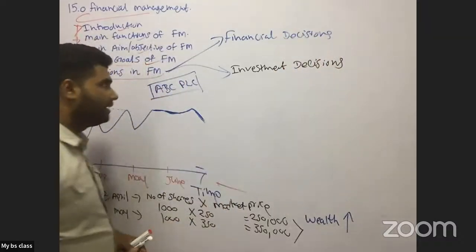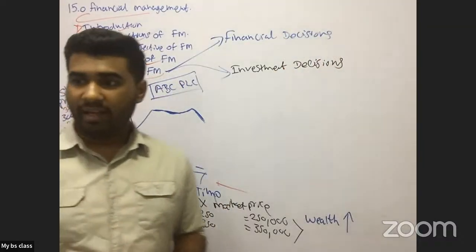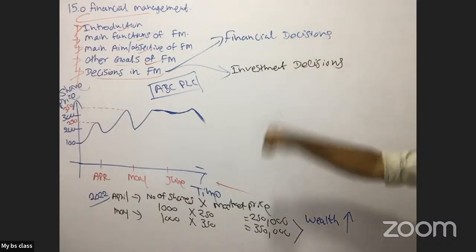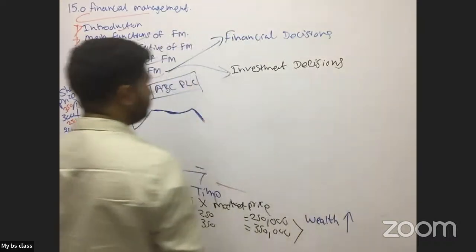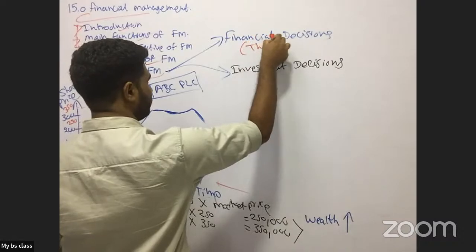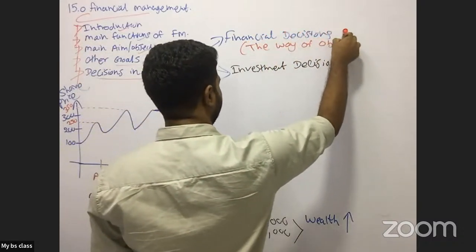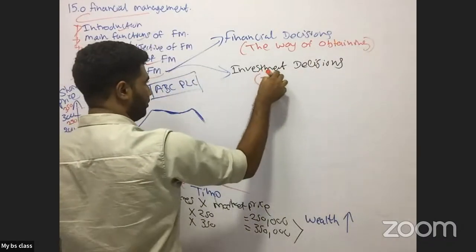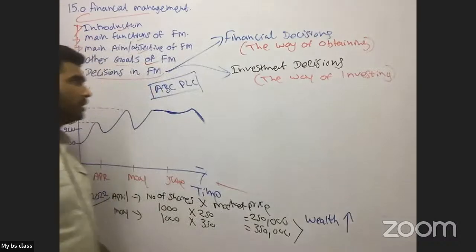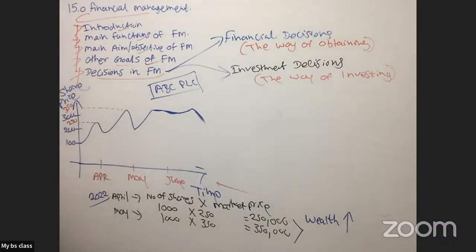Now let's talk about financial and investment decisions separately. Can we have this as well, please? The main decisions in financial management: financial decisions and investment decisions. The way of obtaining, the way of investing. So as a finance manager, you need to take two key decisions regarding financials and investment.